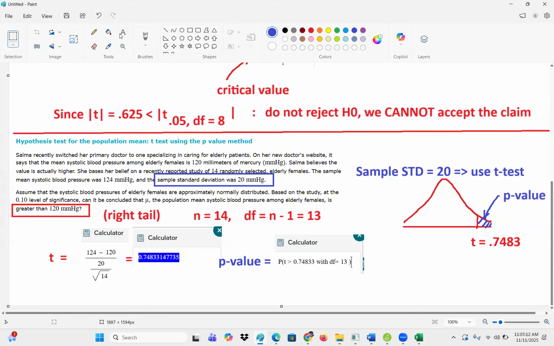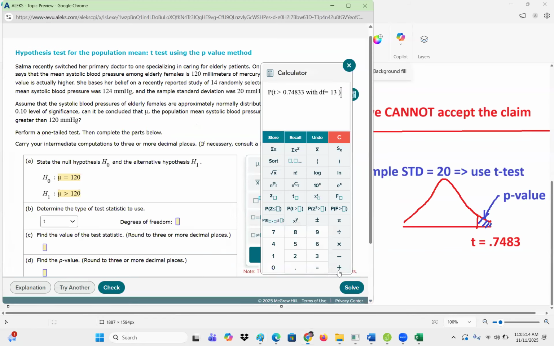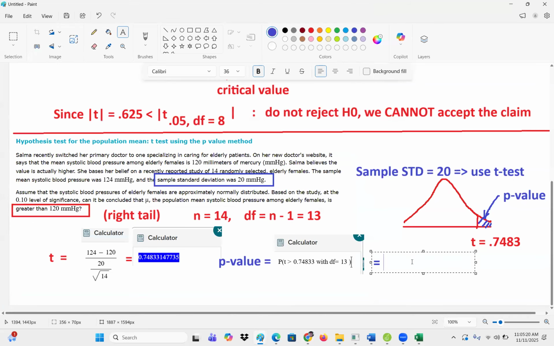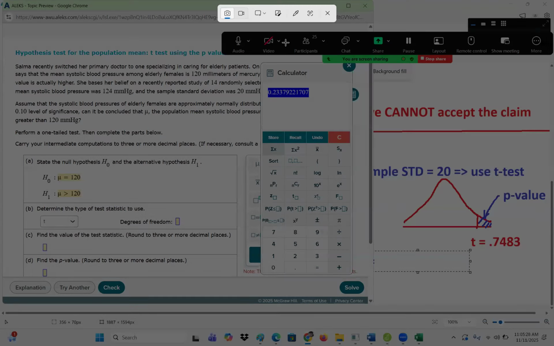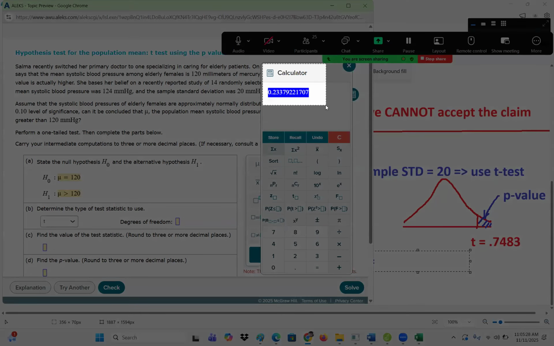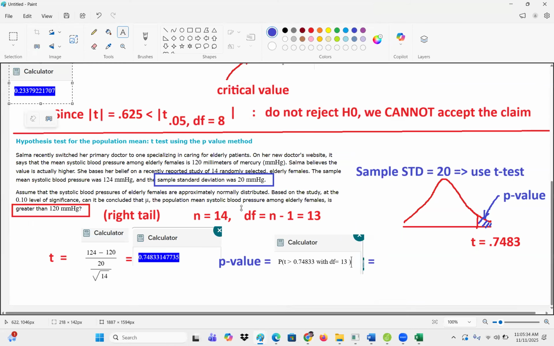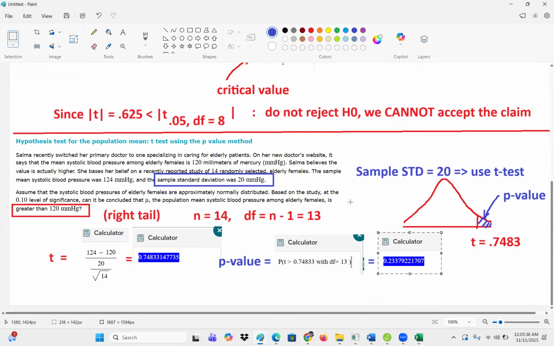All right, so we can check on the calculator that it gives us 0.23379. So essentially that is going to give us the p-value equal to 0.23379.